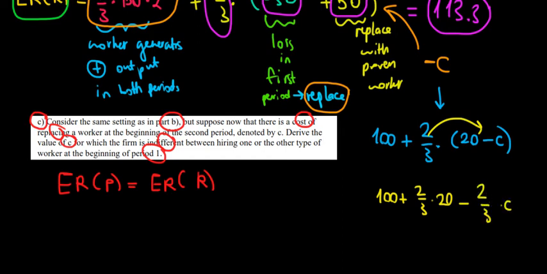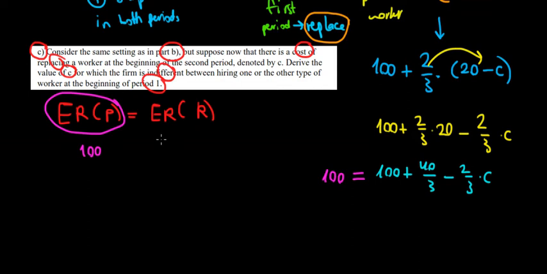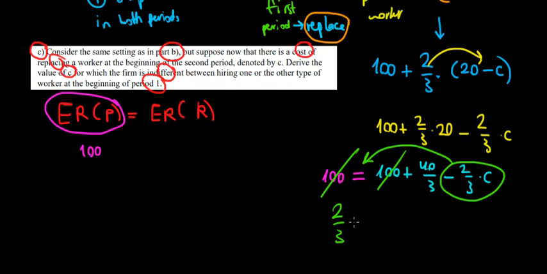What is 2 over 3 times 20? Well, that's just going to be 40 divided by 3, right? That's 100 plus 40 divided by 3 minus 2 over 3 multiplied with C, and we want to make this equal to the expected revenue of the proven worker, and the expected revenue of the proven worker is equal to 100, so this must equal 100. Now, how do we solve this? Well, this is an equation, so we can cancel out some terms. 100 and 100 go away, and if we take minus 2 over 3 C to the other side, we will have that 2 over 3 times the cost is equal to 40 divided by 3.